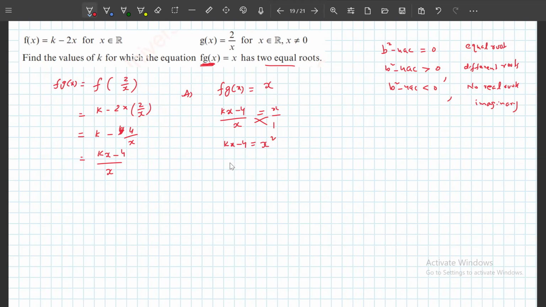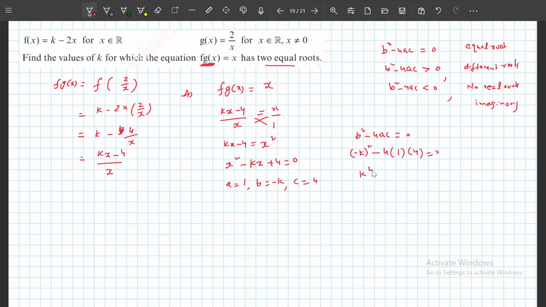Try to reshuffle or rearrange it like x squared minus kx plus 4 is equal to 0. Now it's a quadratic form, and in this situation we have a is 1, b is equal to negative k, and c is 4 if you compare with the quadratic equation. Now our discriminant is what? As they say, two equal roots, so we can apply b squared minus 4ac equals 0. So b is minus k whole squared, a is 1, c is 4, equals 0.